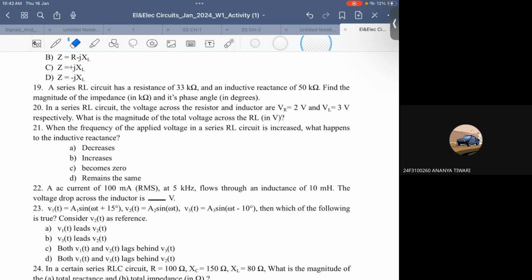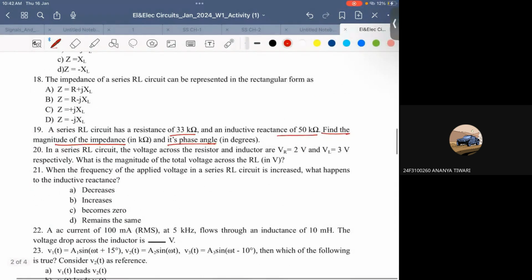Okay, what about the 19th question? What is that? You have to calculate the magnitude of the impedance and its phase angle in degrees. If you have an RL circuit with a resistance of 33 kilo ohm and an inductive reactance of 50 kilo ohm, how will you solve it? So inductive reactance has been given. That means I've been given XL. So XL has been given, right?